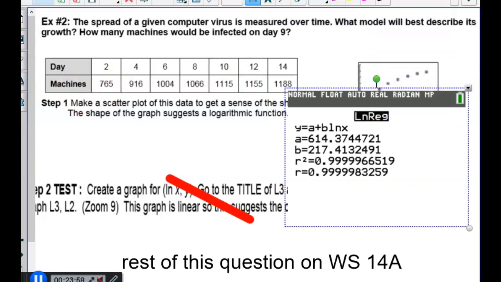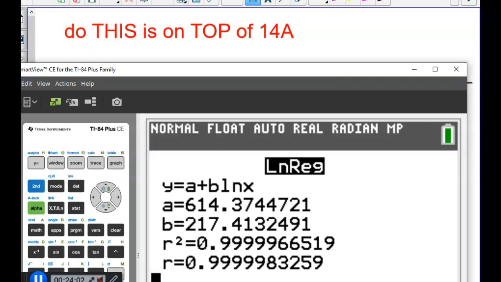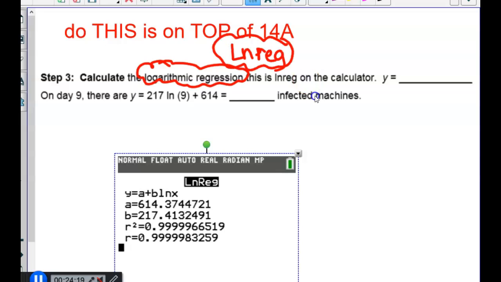So here's where I need that, not that page. On the top of page 14, it says calculate the logarithmic regression. Can you make sure that you write yourself a note that that was ln reg? Okay. Oh, it says right there, this is ln reg on the calculator.